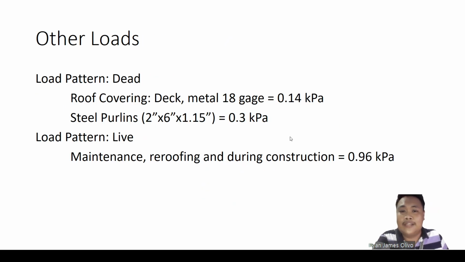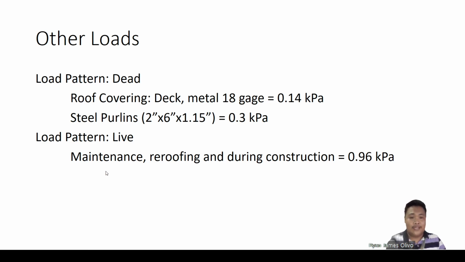So anyway, the other loads I'll just try to input. I don't neglect the roof covering, the metal roofing. I assume it is 0.14 kPa, and I found it especially in NSCP 2015, you can see 0.14 kPa. Steel purlins I just assume 0.3 kPa. I really don't have any idea how much this loading is. Just assume 0.3 kPa, almost two times the deck metal gauge. Anyway, this is just for academic purposes. It's still your judgment how you will input dead load.